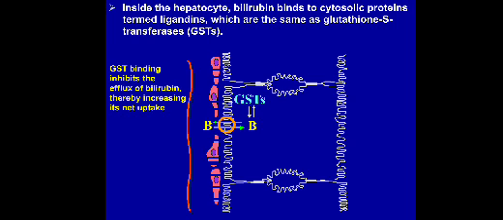Understand? If there is no ligandine-like structure present, then because the bilirubin uptake is bidirectional, there would be no net influx. So for that purpose, ligandine, which is the same as glutathione S transferase, is very, very important.